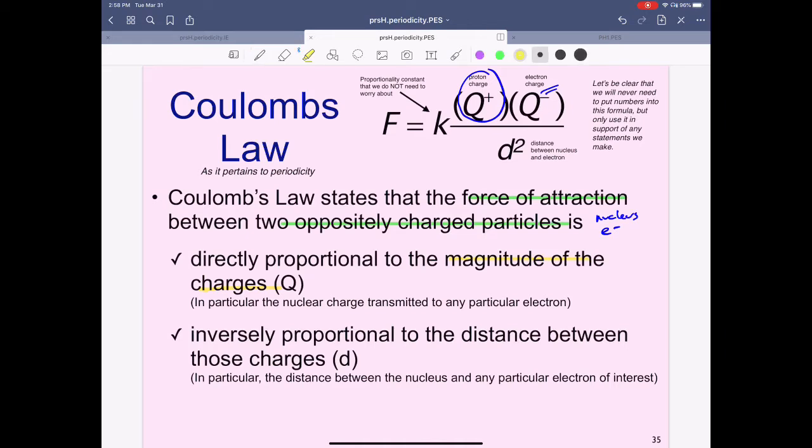Further, we need to pay attention that the force is inversely proportional to the distance between these two charges. Again, the distance that we're referring to will be the distance between the nucleus and the electron. Coulomb's law can be used for much broader applications, but we're sticking with periodicity here. Let's be clear that we will never need to put numbers into this formula. We simply want to use it in support of statements that we make as we're discussing periodicity.